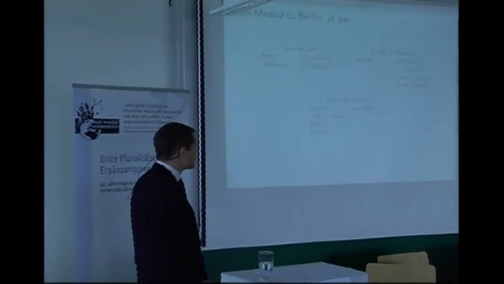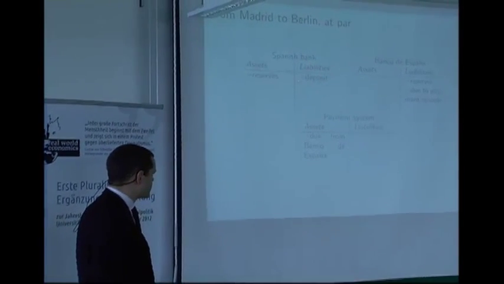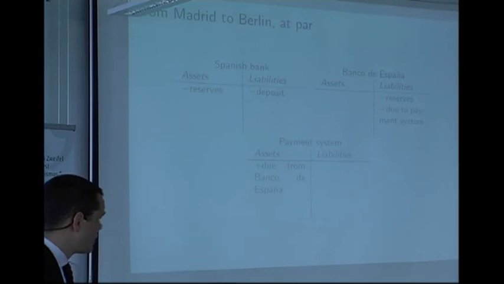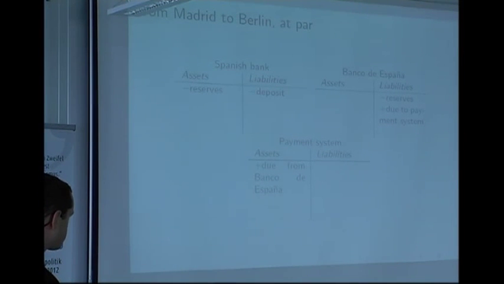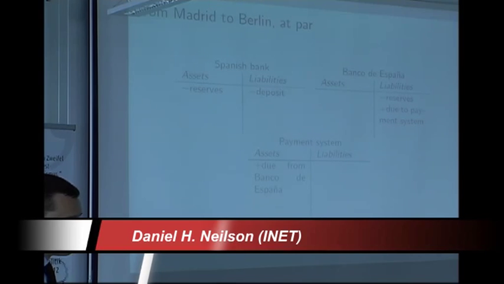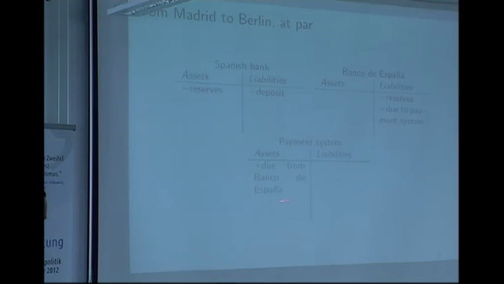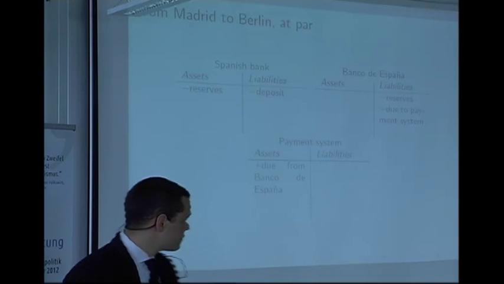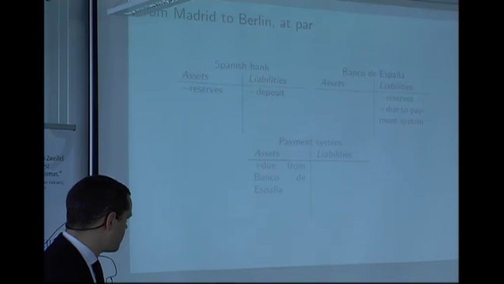The transaction begins with this deposit in a Spanish bank. When the transaction is initiated, the Spanish bank reduces its deposit liability to its customer and reduces at the same time its holding of reserves at the Spanish central bank. The Spanish central bank, in turn, reduces its reserve liability to its customer, the Spanish bank, and replaces it with a liability to the Eurozone payment system. The payment system accepts, as a matter of mechanics, the claim on the Spanish central bank.